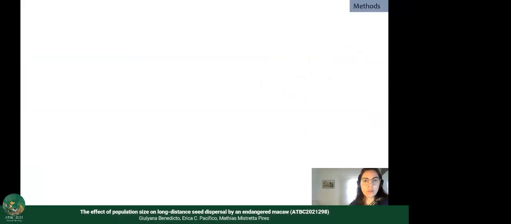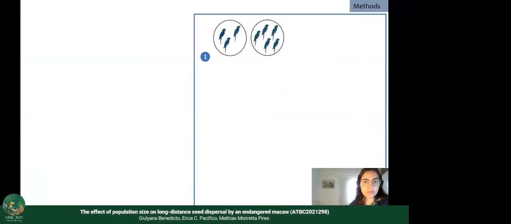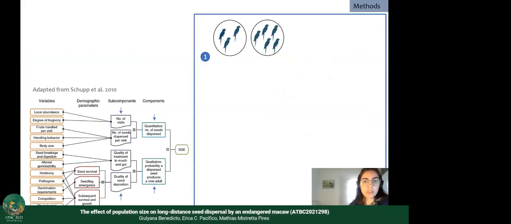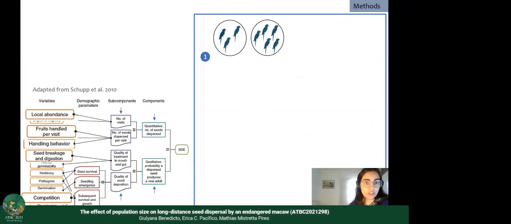Then, to obtain quantitative estimates of the potential effects of defaunation, we modeled this interaction as a multi-stage process under different macaw population abundance scenarios. And we looked at the quantitative and qualitative subcomponents of dispersal, as well as representative variables in these interactions. We adapted the endozoochory flow chart for the stomatochory process.